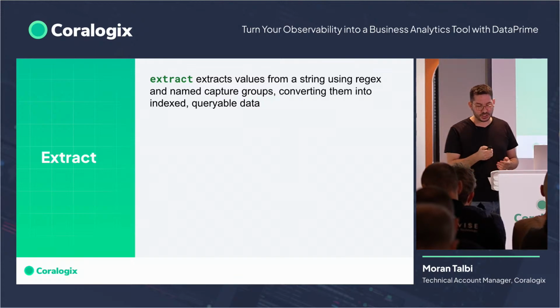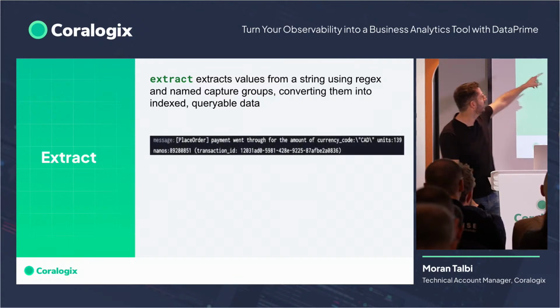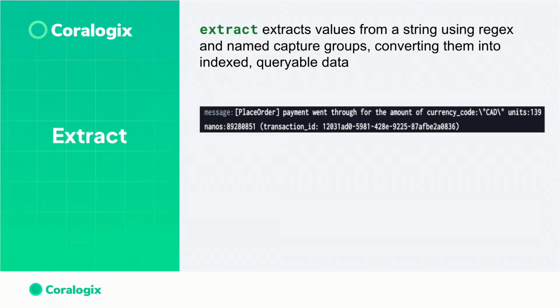And extraction looks like this. So look at this message. This message contains a transaction ID inside it. It's just text.